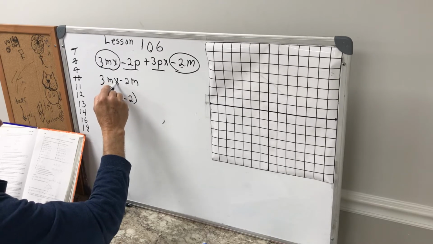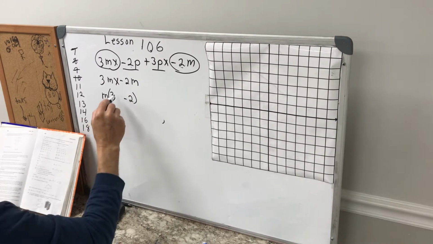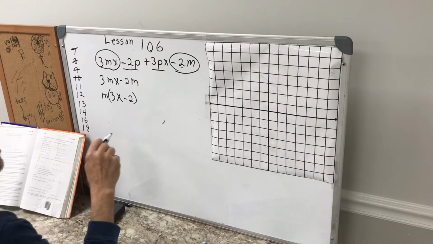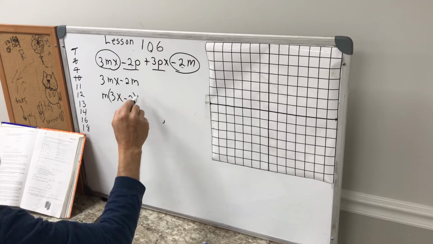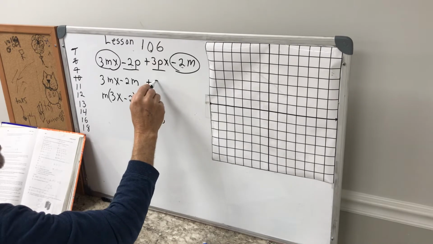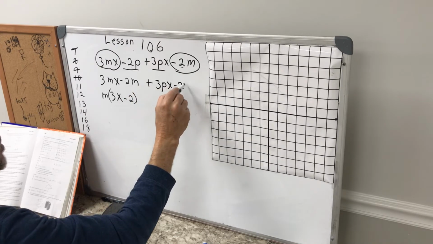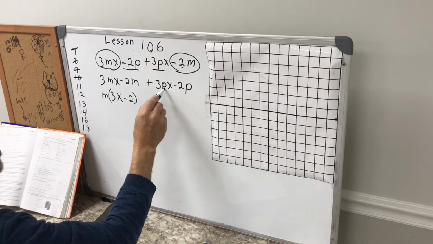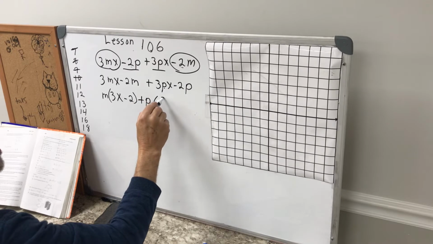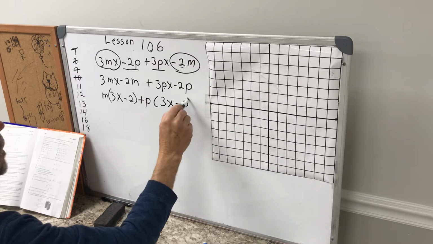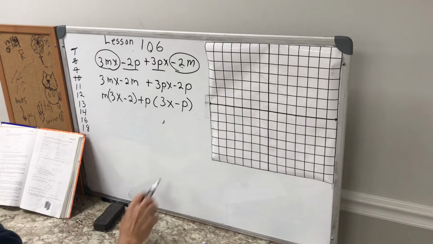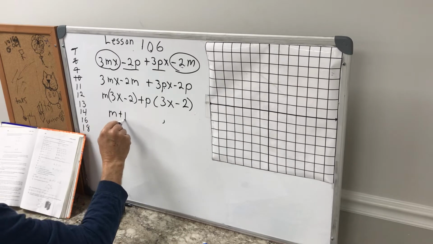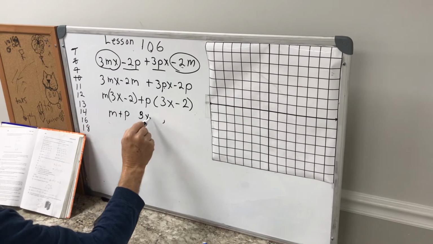I hear Ansley in behind me correcting me here. This is a 3x. There we go. 3x negative 2. All right, so now we have these two together. Let me just rewrite them positive. 3px negative 2p. Factor out the p only plus p, and we end up with 3x negative p. That worked? No, 3x negative 2. There we go. M plus p and 3x negative 2.